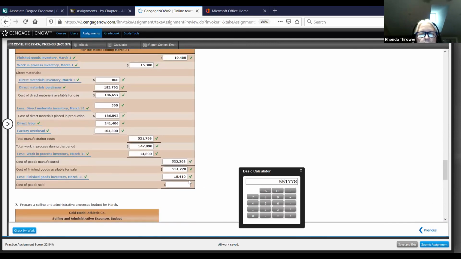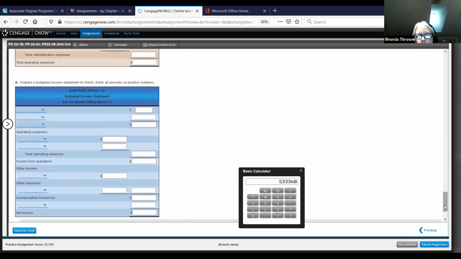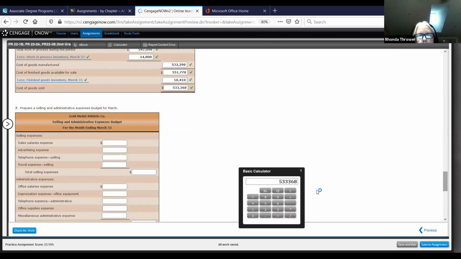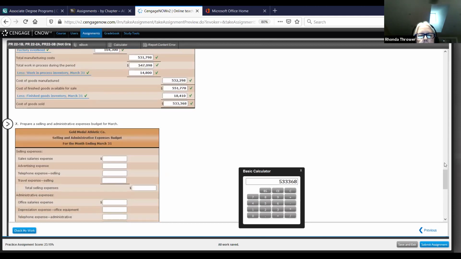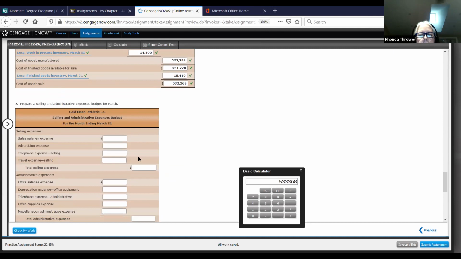Then finally, we're going to subtract the finished goods ending inventory from the cost of goods manufactured, and that will give you your cost of goods sold. Once you have your cost of goods sold budget, you're ready to move on to the next budget, which is your selling and administrative expenses budget.